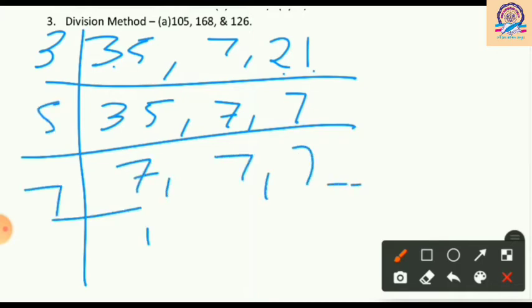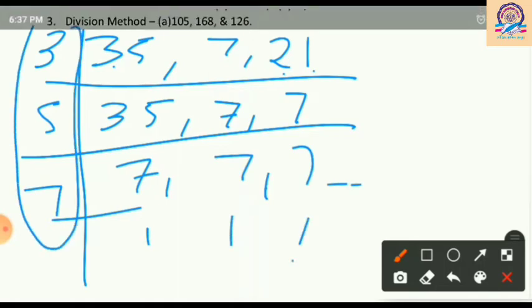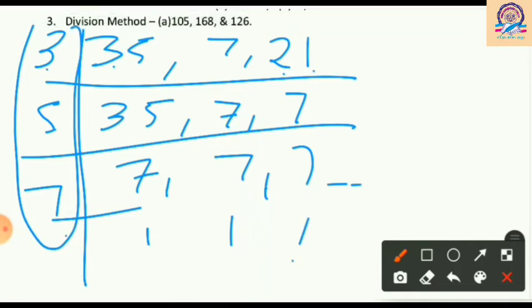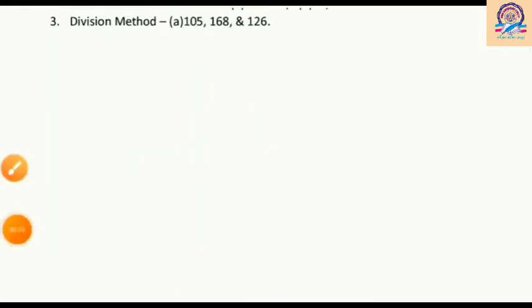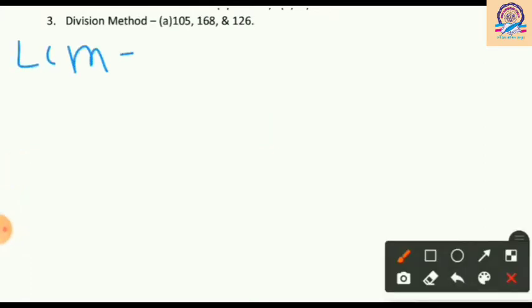Now 7 ones are 7, 7 ones are 7, and 7 ones are 7. So here you got prime numbers 3, 5, 7, and on the previous page you got 2, 2, 2, 3. Okay, so now what will you do? You will write all the numbers, meaning now we will write the LCM. Okay, so LCM is equal to, write all the prime factors which were dividing the numbers.